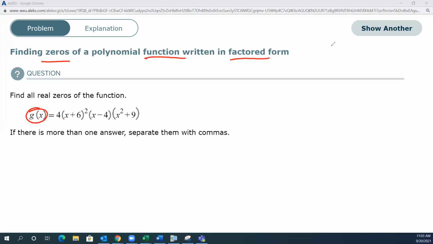So we can just say, all right, well, I'll just set each factor equal to 0.